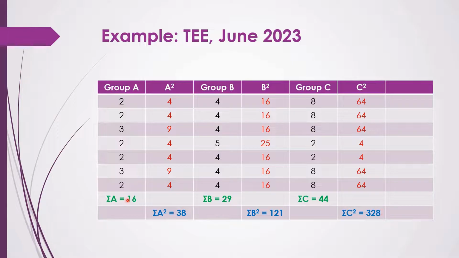Next, we have to add sum of A, sum of B and sum of C and write it here. Then we add sum of A square and sum of B square and sum of C square and write it in this row. And I've got these numbers. Sum of A plus sum of B plus sum of C is 89. Sum of A square plus sum of B square plus sum of C square is 487. I hope your table is finished till this point.